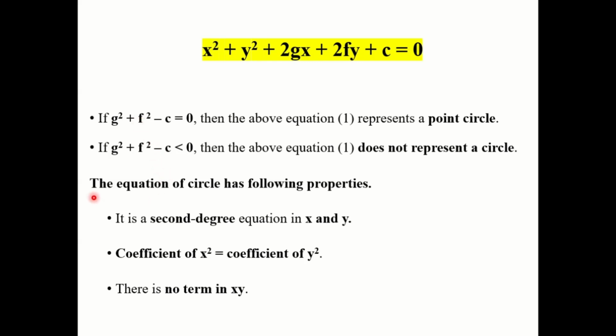Then the equation of circle has some properties. By critically observing this equation, this is a second degree equation, meaning the highest power is 2, so it is a second degree equation in x and y. And the coefficient of x square is equal to the coefficient of y square. Only then can we say the given equation is the equation of a circle. Another property is that there is no xy term. See, there is no xy term in x square plus y square plus 2gx plus 2fy plus c is equal to 0. These are the three properties of the general equation of circle.